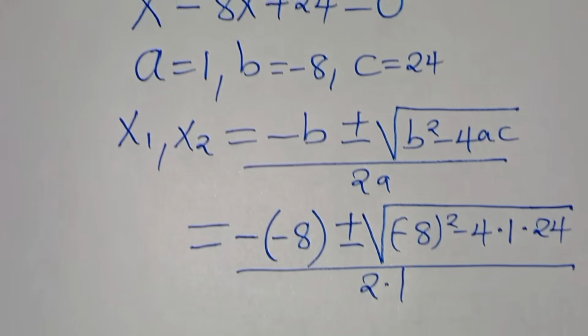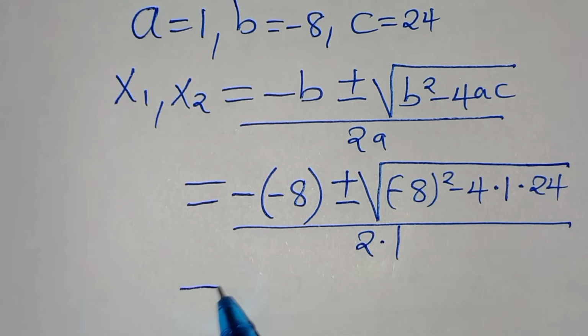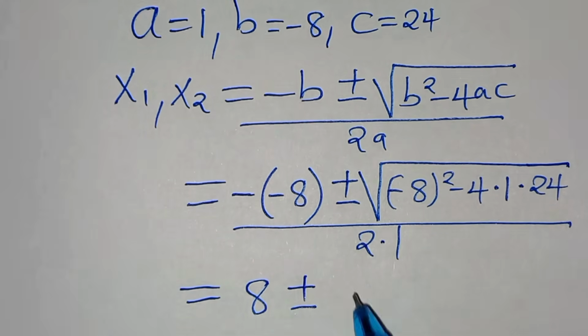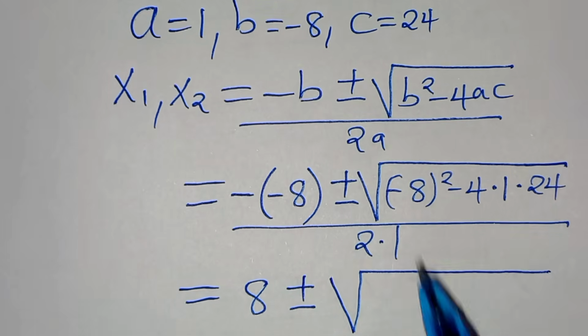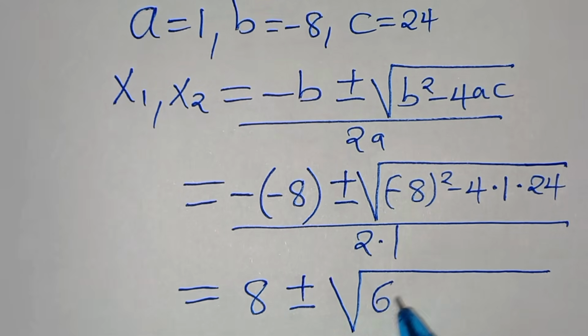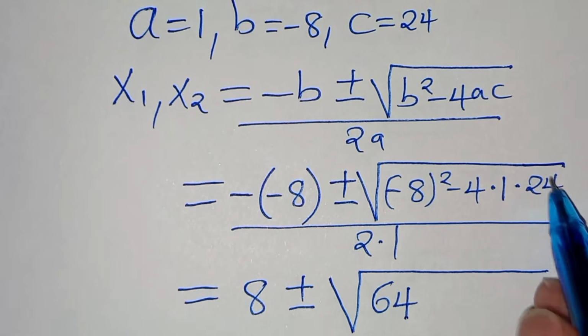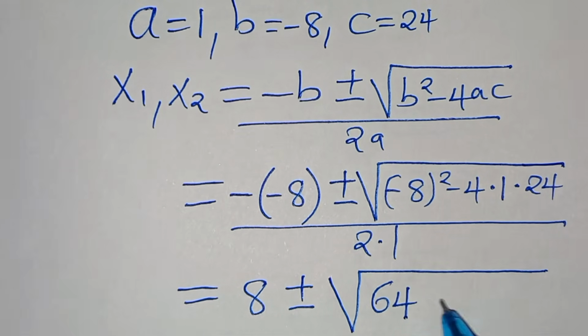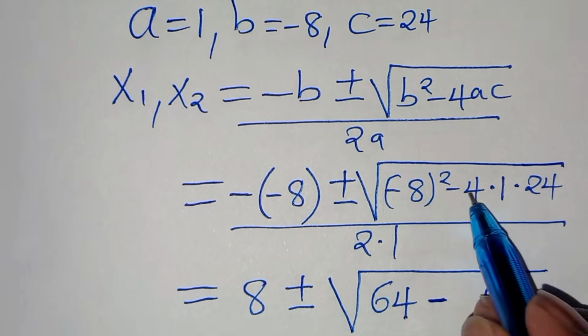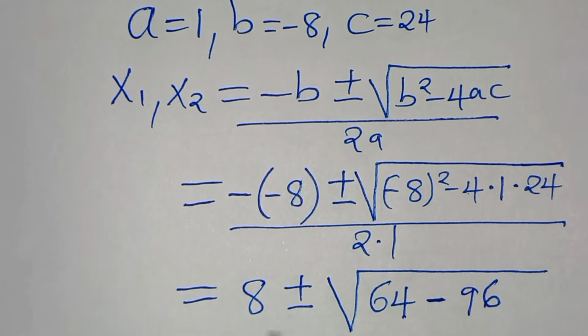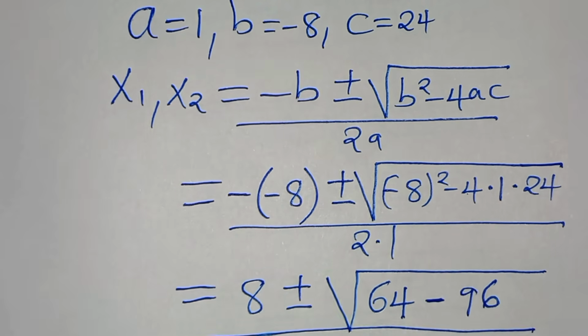So this implies that we have minus times minus 8, this is 8, plus or minus the square root of minus 8 squared, which is 64. Then we have minus 4 times 24. Remember, this is minus 4 times 24, this is 96, divided by 2.